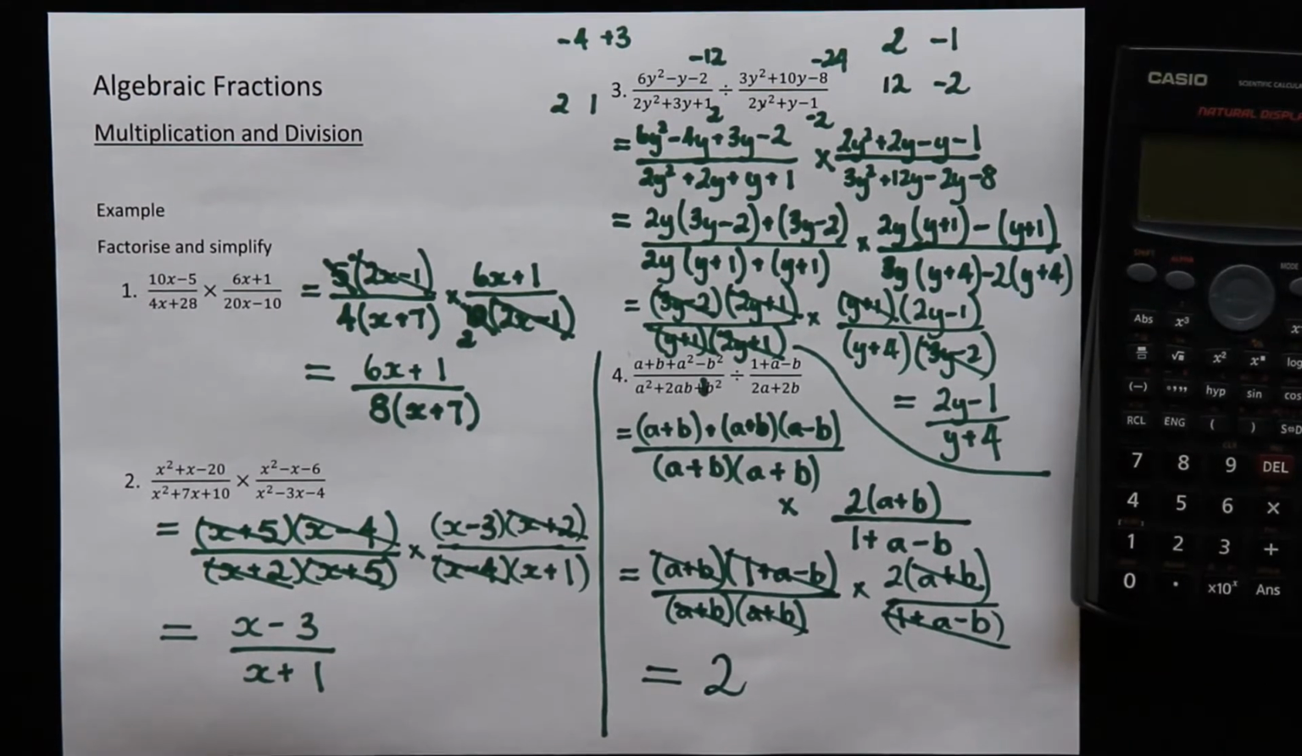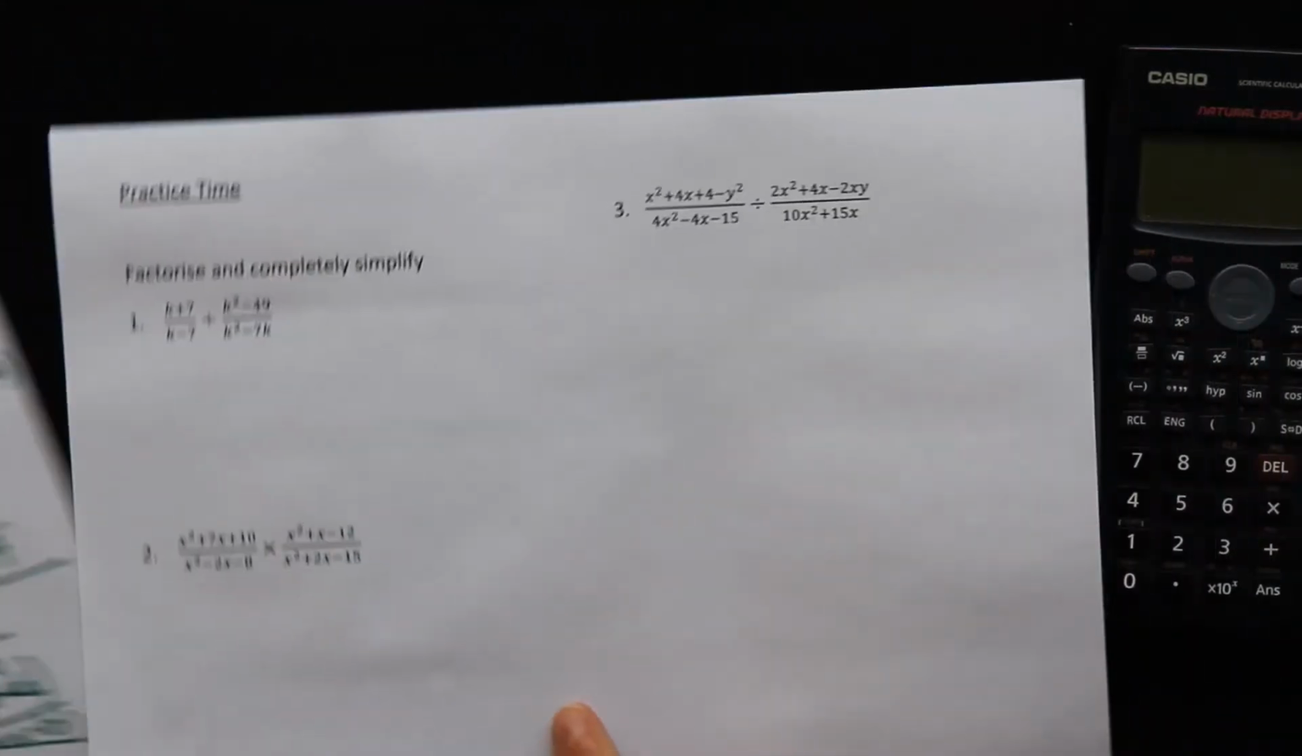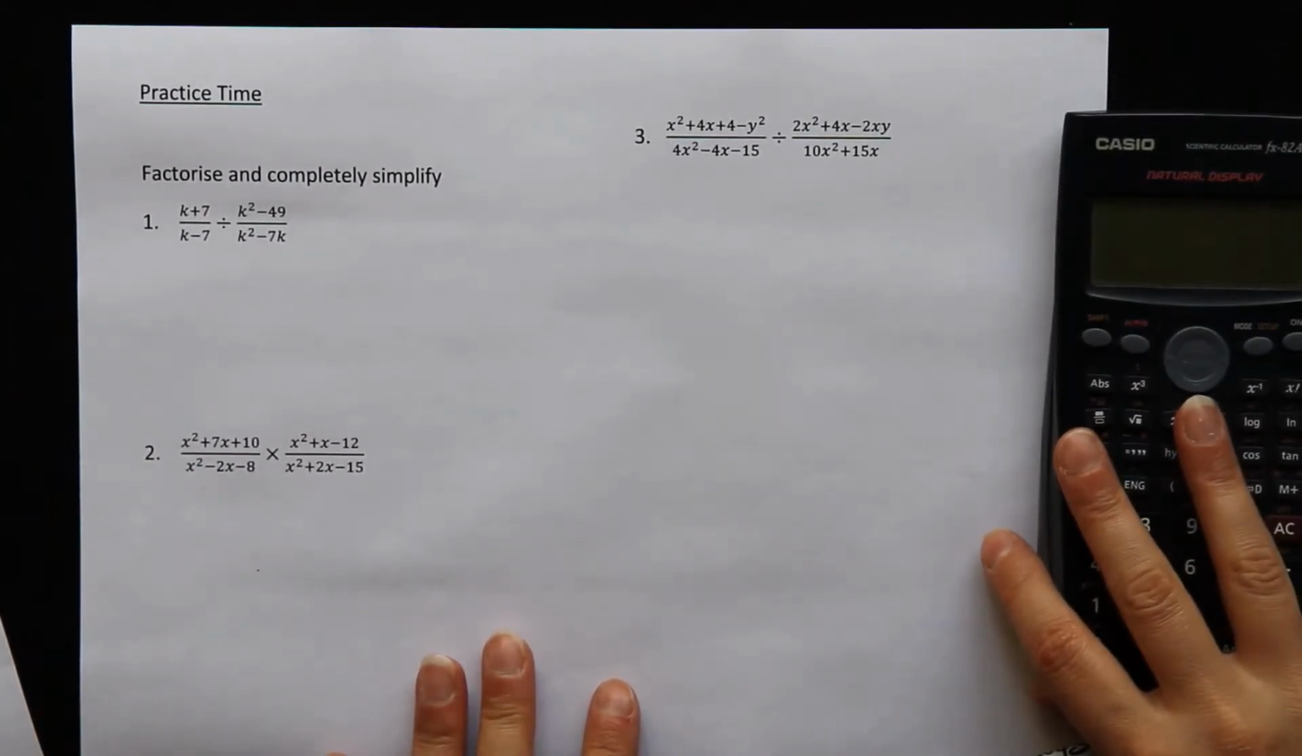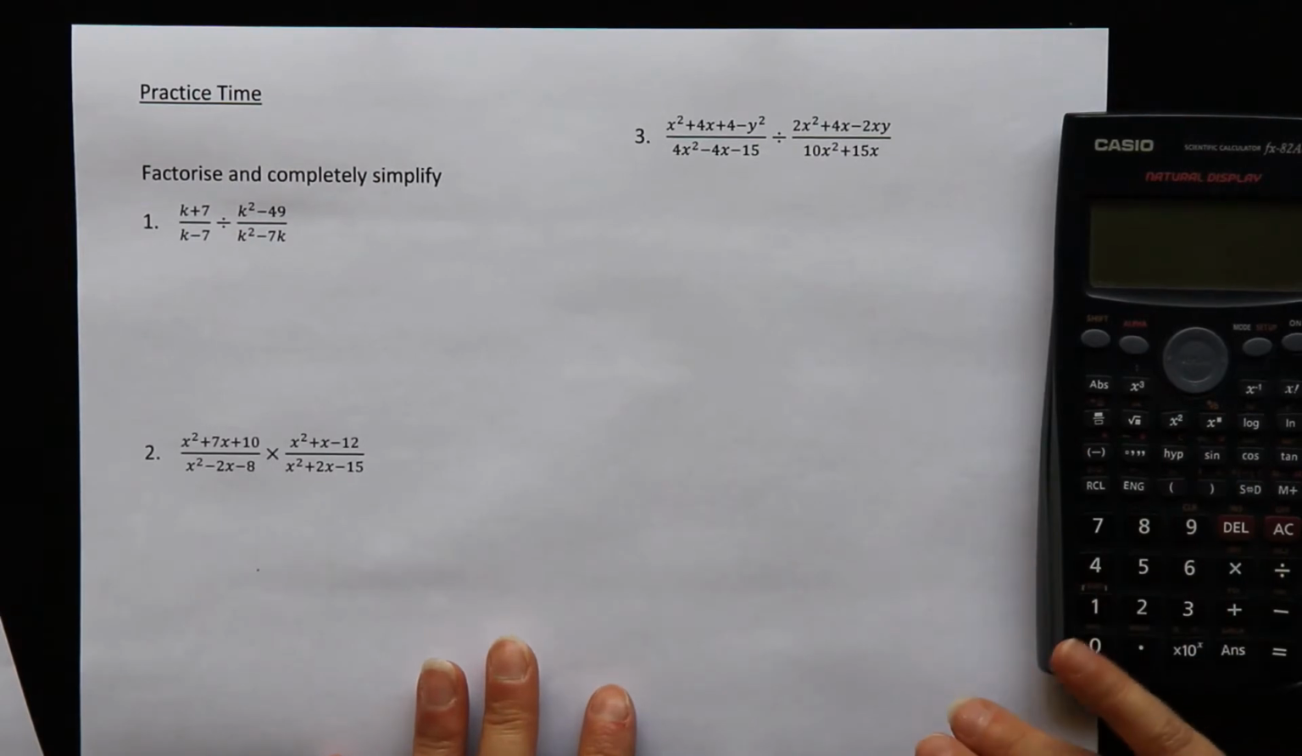Okay, so time to turn the page. Here is just 3 questions. Just 3 questions for you to try. See how you go. Factorise everything before you cancel out.